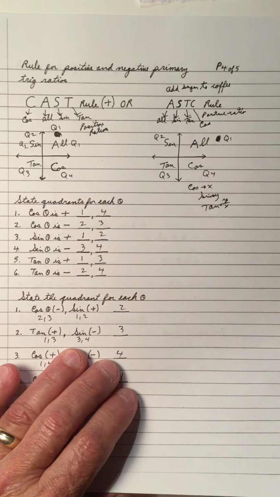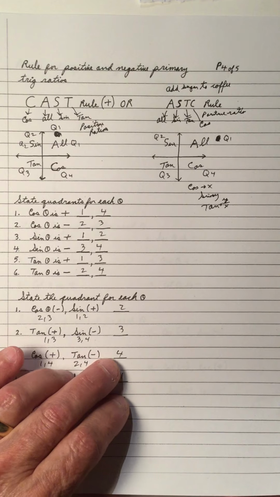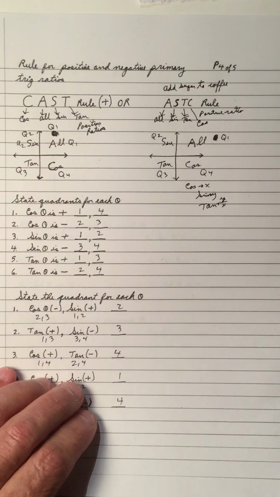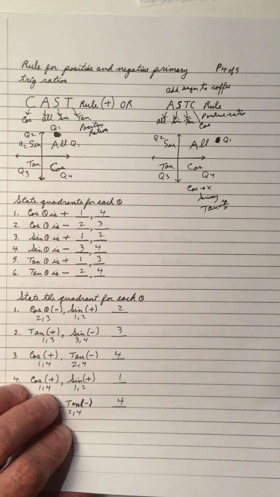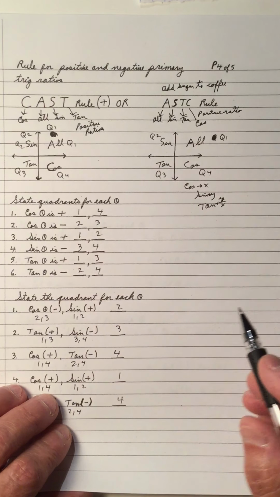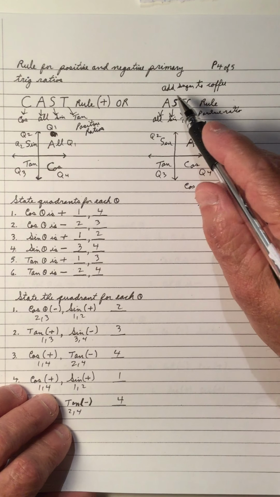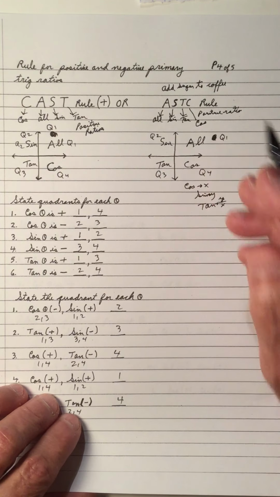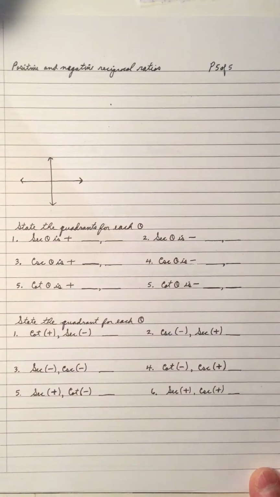Hopefully you know the ASTC rule, add sugar to coffee, or the CAST rule. But if you use the CAST rule, remember it starts in quadrant 4. If you use ASTC, add sugar to coffee, you start in quadrant 1, which is the right spot to start. Start with quadrant 1, go to 2, go to 3, go to 4.